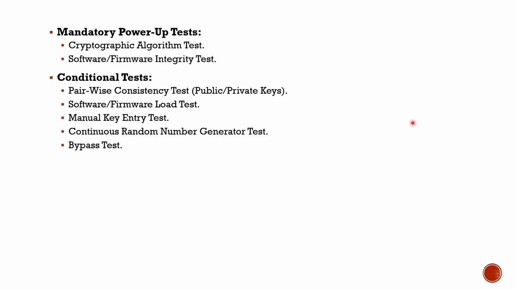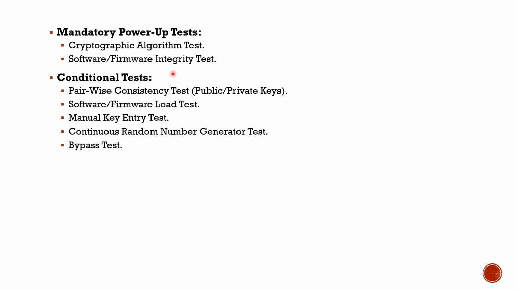There are several types of power-up tests that include cryptographic algorithm tests, firmware and software integrity tests, etc. Going through this one by one. Cryptographic algorithm test: this ensures the functionality of all the cryptographic algorithms that are implemented inside the module. For example, encryption, decryption, signing, random number generation, all these functionalities are tested here.